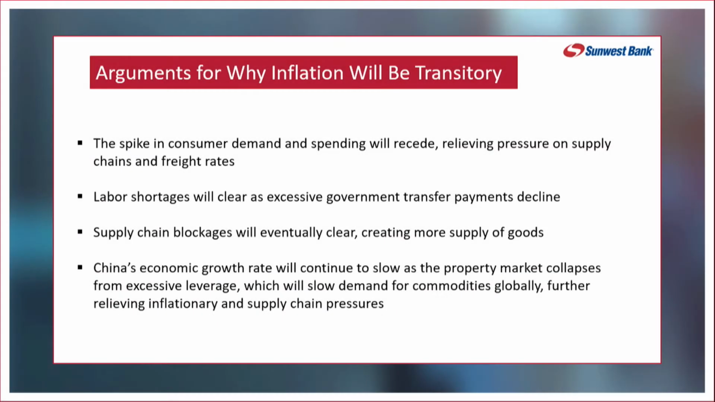Now, the Federal Reserve is saying it's transitory, it's temporary. Here are their reasons. The spike in consumer demand and spending will recede, relieving pressure on supply chains and freight rates. Okay. Labor shortages will clear as excessive government transfer payments decline. Okay. Supply chain blockages will eventually clear, creating more supply of goods. And then lastly, China's economic growth rate will continue to slow as the property market collapses from excessive leverage, which will slow the demand for commodities globally, further relieving inflation and supply chain pressures.